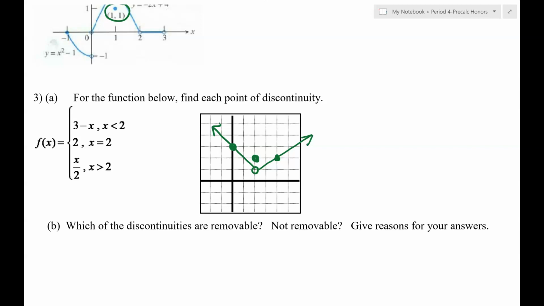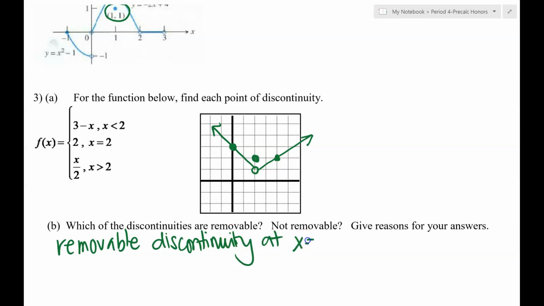Do we even have a discontinuity? Yeah? Okay. Is it a removable kind or non-removable kind? Removable. Since you guys already know it's removable discontinuity, at where? At x equal to 2. Okay. Now it says, give me the reason to prove that it's removable.